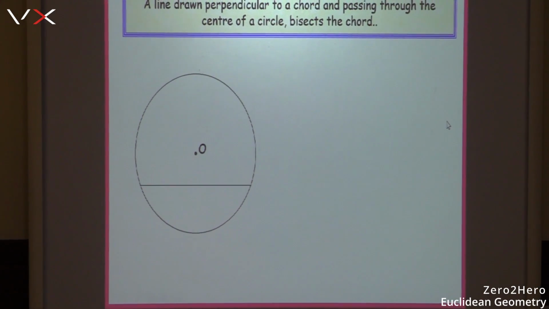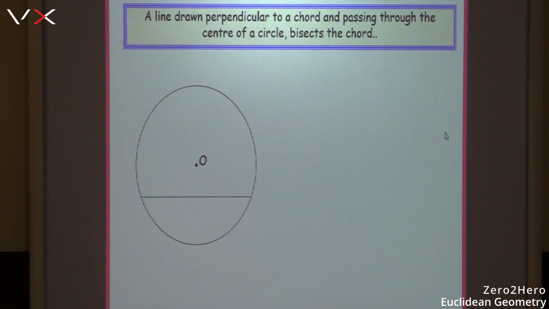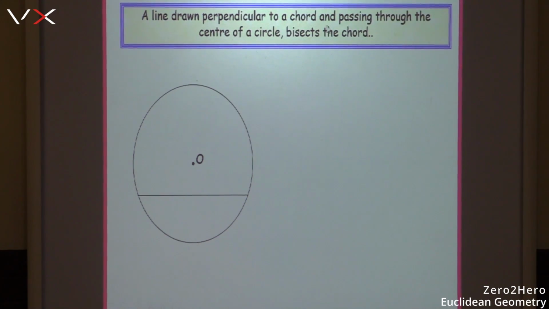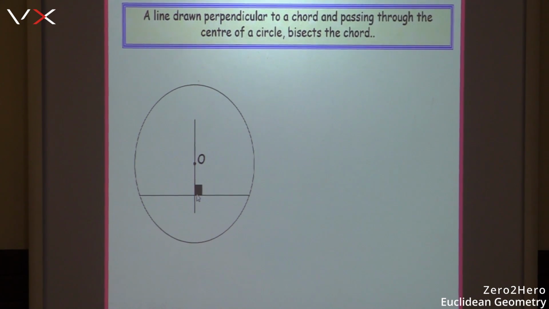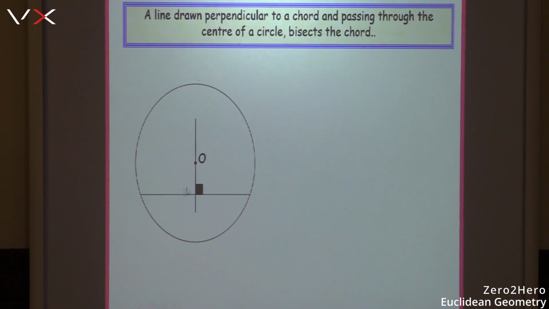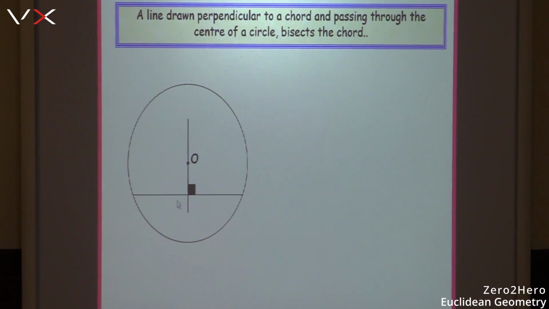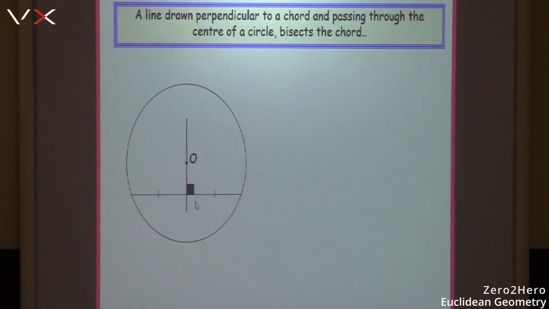These are the theorem, converse theorem, chord bisector. A line drawn perpendicular to a chord and passing through the center of a circle bisects the chord. We've got a line that is drawn perpendicular to a chord. What does it do? It bisects the chord. It makes this side equal to this side. Right, it bisects the chord.